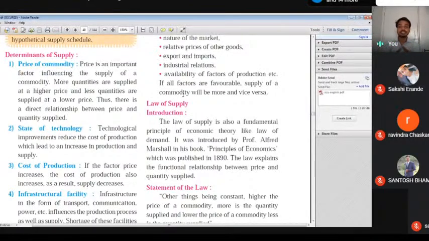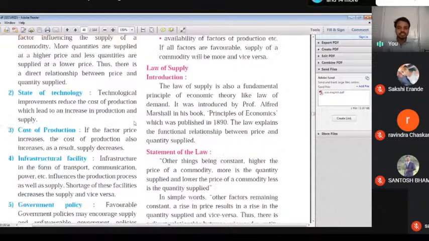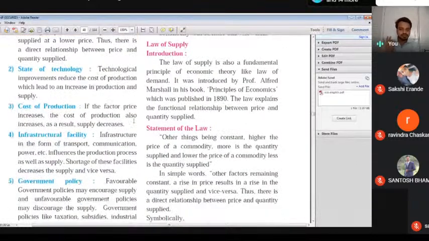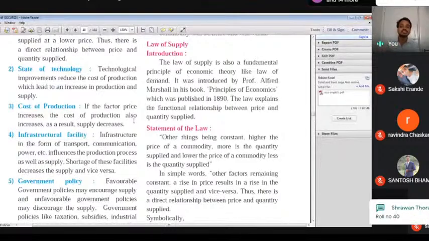Remember, if our atmosphere is good, definitely our food production will increase day by day. If our atmosphere is not favorable for growing crops, that is not good. Because of technology we farm in our farm and we increase our production. So remember, that is the second point. Then the third point, cost of production. When we think about the cost of production, if a factor price increases, the cost of production also increases. As a result, supply decreases.